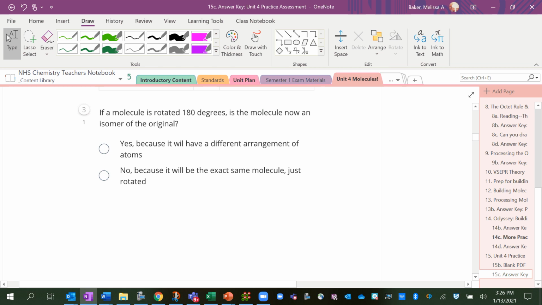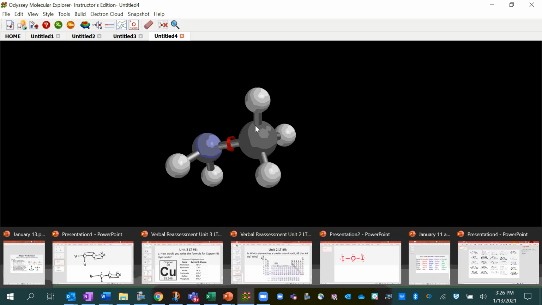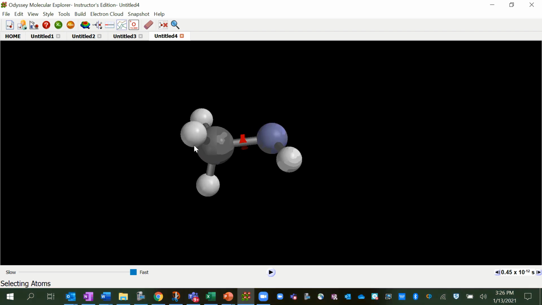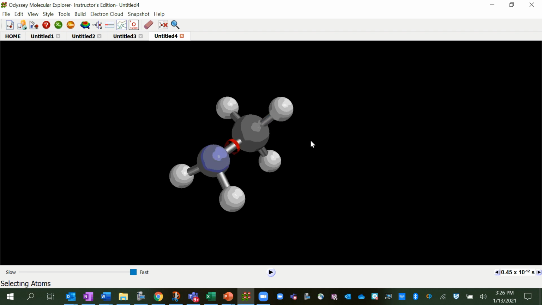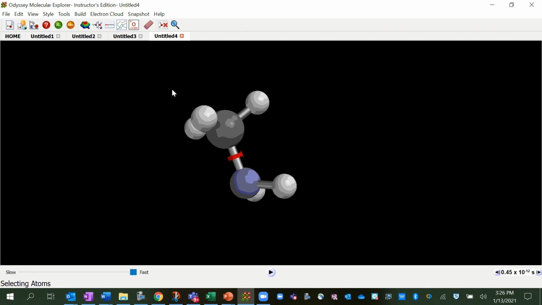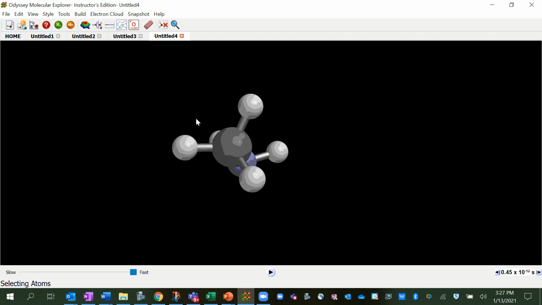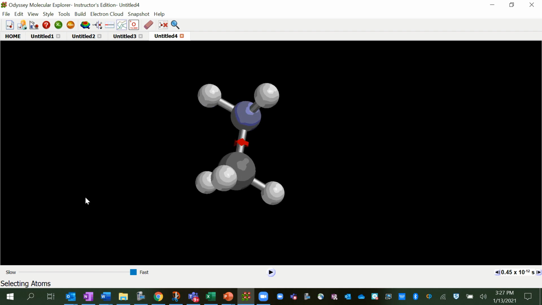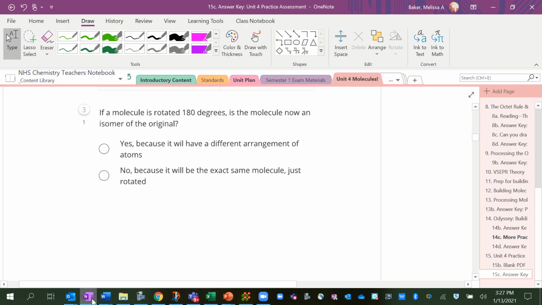If a molecule is rotated 180 degrees, is it now an isomer? Let's take a look at Odyssey for this. So here's a molecule, and if I rotate it 180 degrees, is it now a different molecule? No, it's just rotated. So you could draw this in any rotation. You could rotate it 90 degrees or over different axes. It's still the same molecule no matter how you rotate it. So no, it will be the exact same molecule, just rotated.